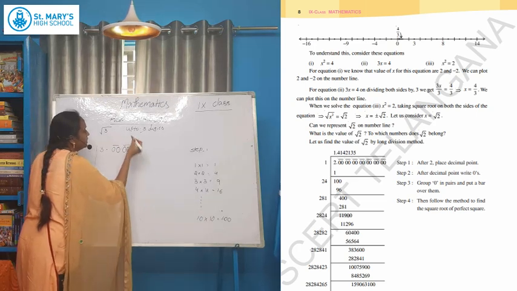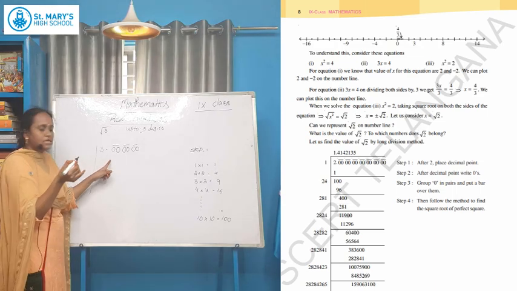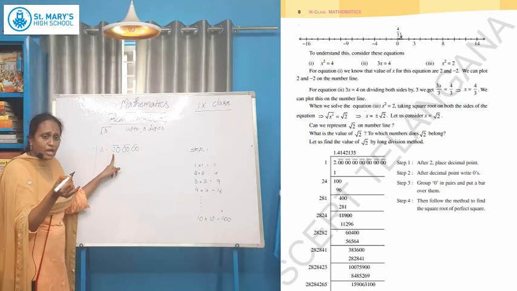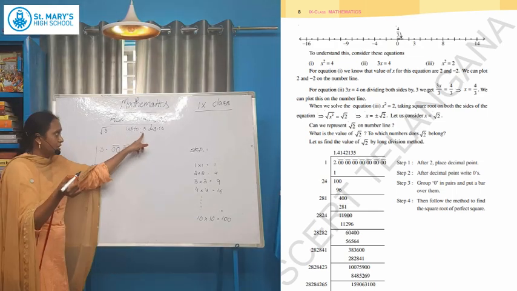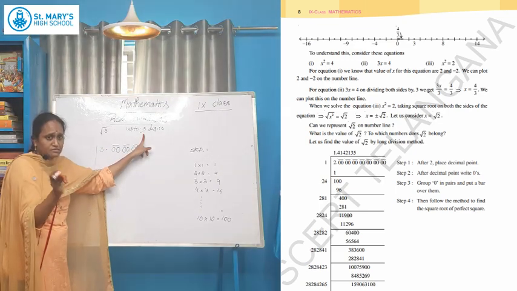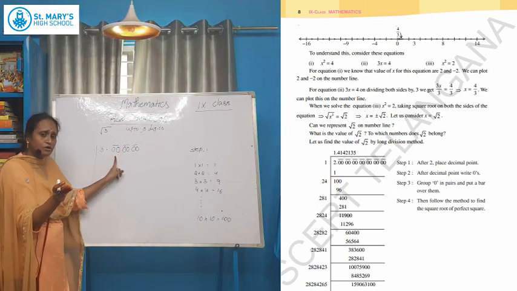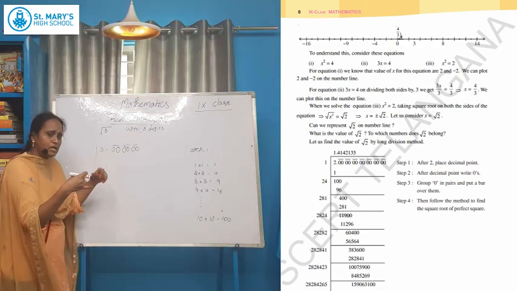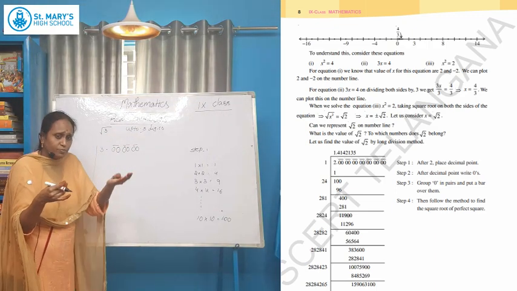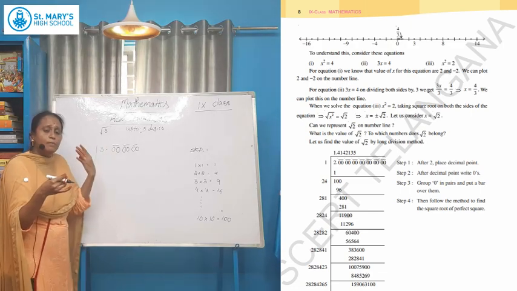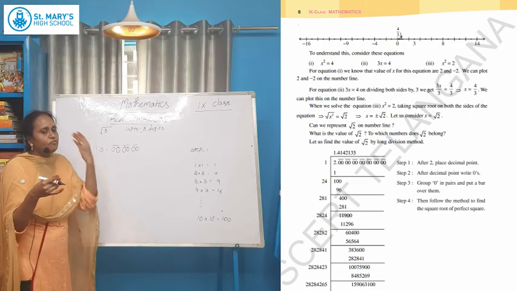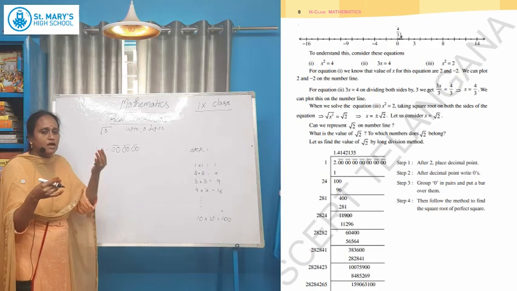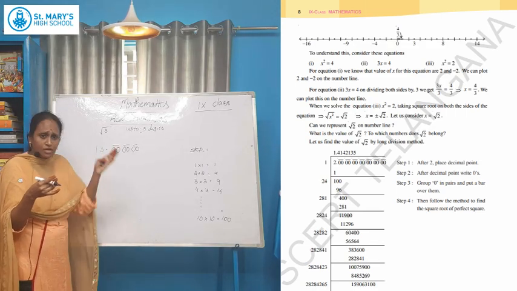So how many pairs of zeros do we have to take here? Because they asked for 3 digits, we should take 3 pairs of zeros. Suppose they ask for 5 digits or 6 digits, then we have to take 5 pairs of zeros or 6 pairs of zeros. Understood? It is the first step.